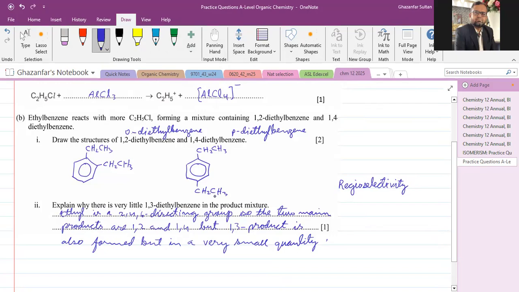So remember that regioselectivity means not only one product is obtained, but more than one product can be obtained, and some of them are the main products which are synthesized predominantly, others in very small or negligible quantity.